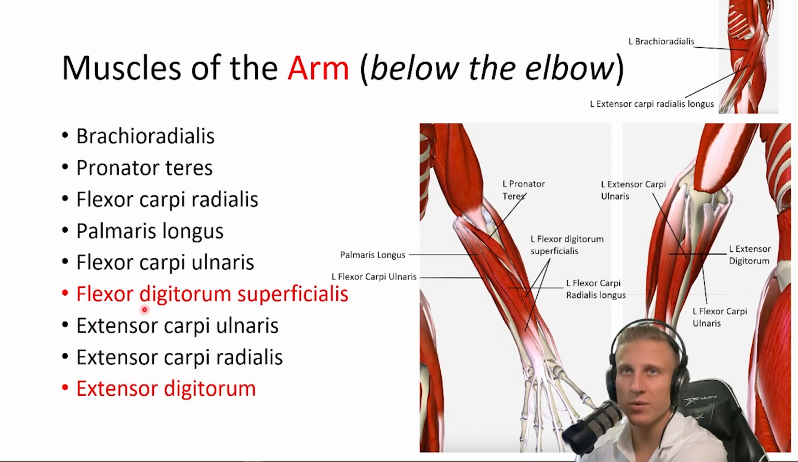Cool. Then we have the flexor digitorum superficialis. So this is one of those muscles that's kind of trying to trick you. Okay, it's a little bit counterintuitive in terms of its name. Superficial being in the name, superficialis, superficial.